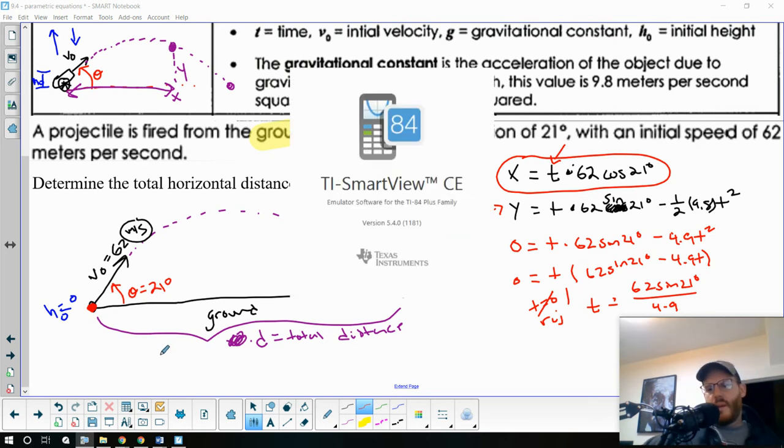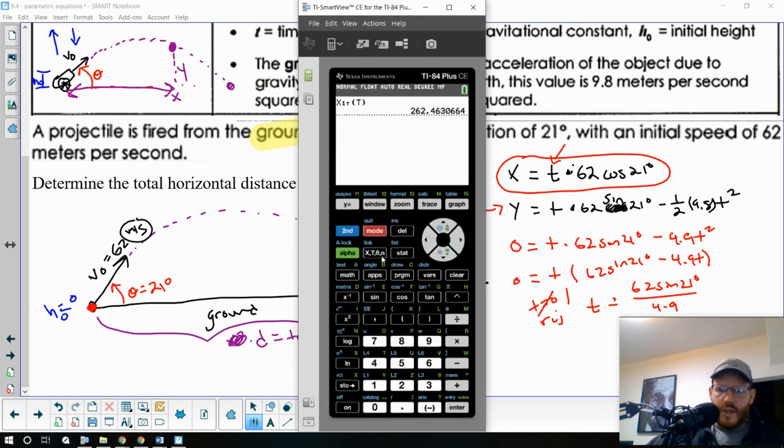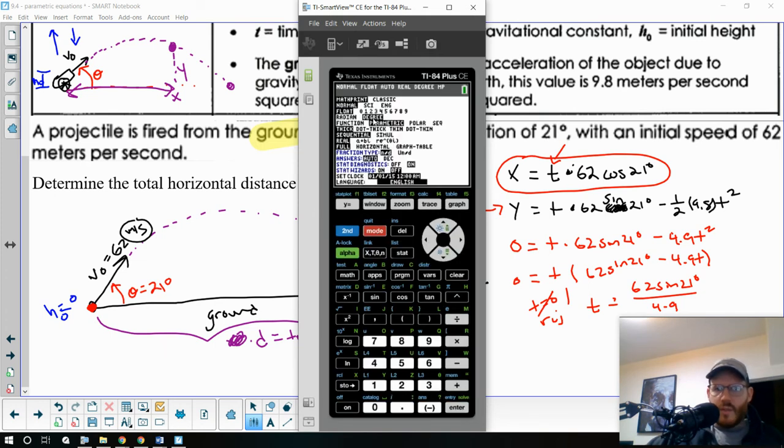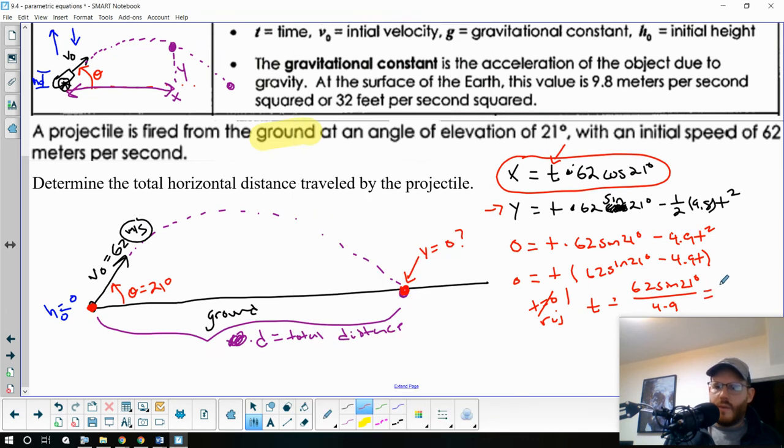If you're checking this in a calculator yourself, you want to make sure that you are in degree mode. I am in degree mode right now, so that's convenient. I'm going to type 62 sine of 21 degrees divided by 4.9. So it gives me 4.53. That is 4.53 seconds, the time that this projectile will stay airborne before it crashes back to Earth.